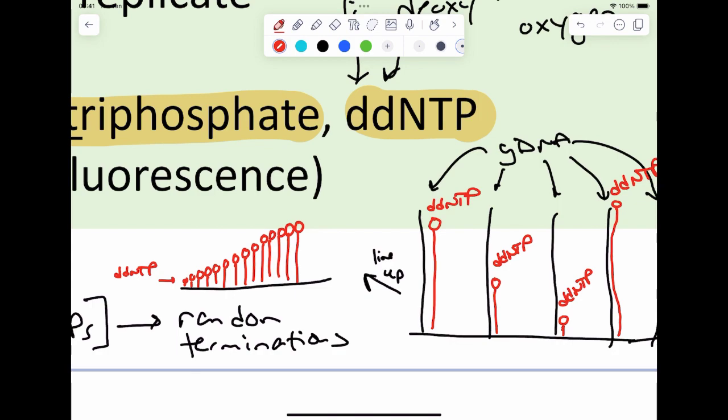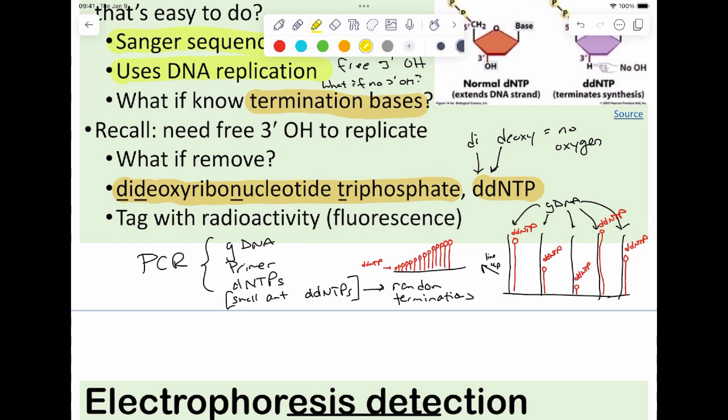So how do I tell the nucleotides apart? Well, let's just add color. Just to make this a little bit easier on us, let's add a colored tag onto the base. So onto these DDNTPs, we're going to add a color. In particular, it's going to be a fluorescence tag. And all I have to do is see what the colors are.